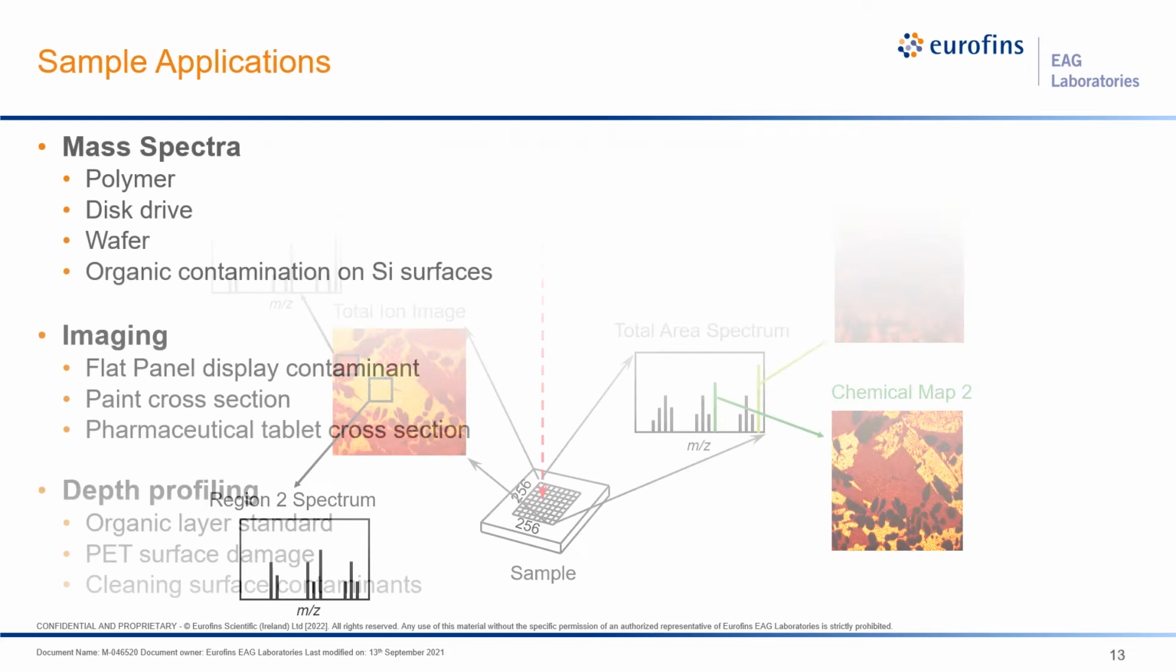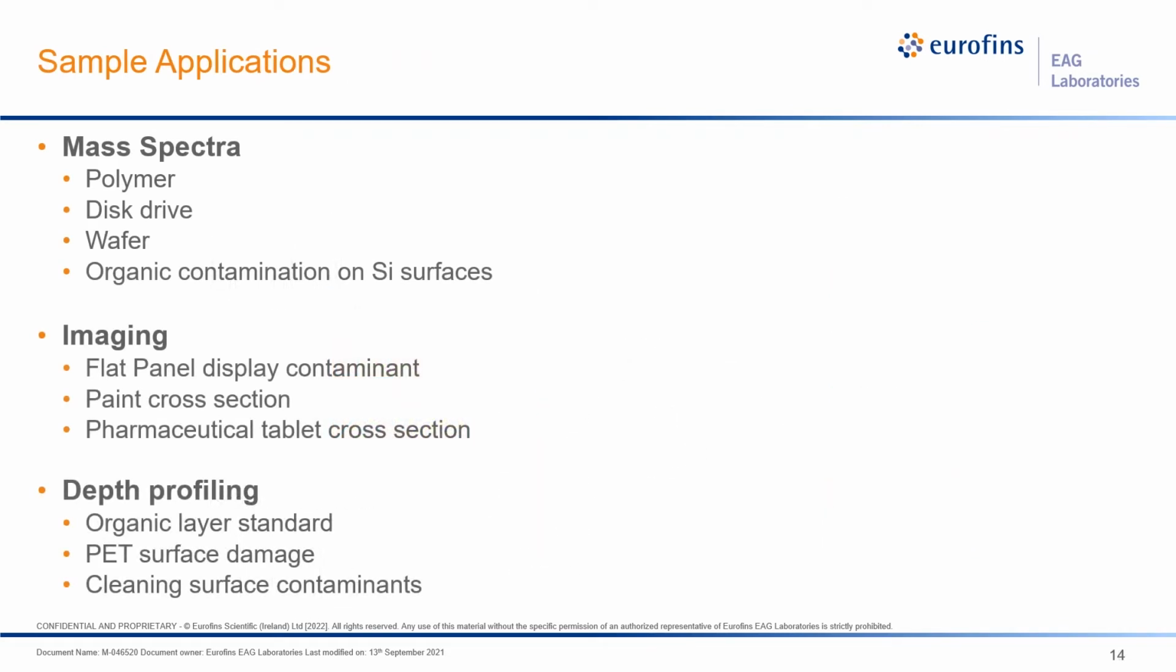Okay, let's move on and I'll talk about some of the sample applications we're going to use to describe the utility of TOF-SIMS. We'll look at a polymer spectrum, a disk drive spectrum, a wafer, some organic contamination on surfaces, and then we'll look into imaging mode, looking at a flat panel contaminant, paint cross section. We'll take a sidetrack into the pharmaceutical world, and then also look at some depth profiling. So I guess this is one-dimensional, two-dimensional, and three-dimensional information.